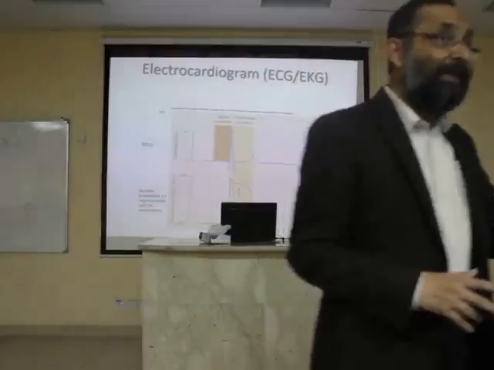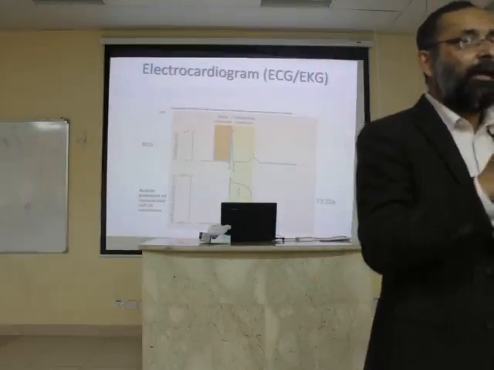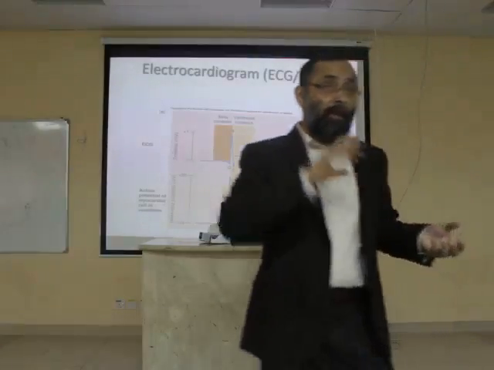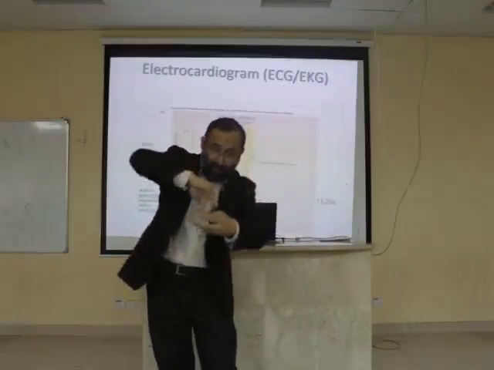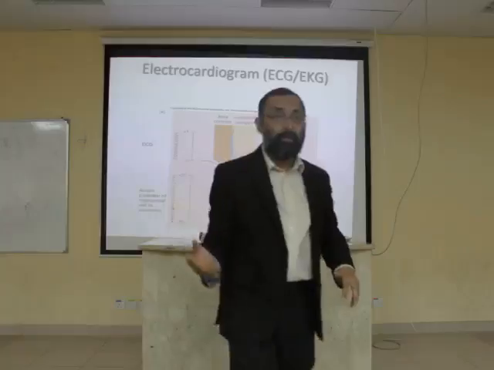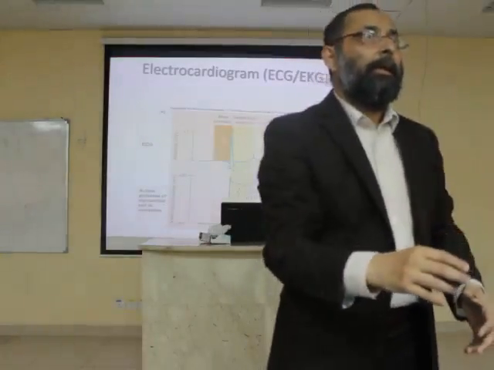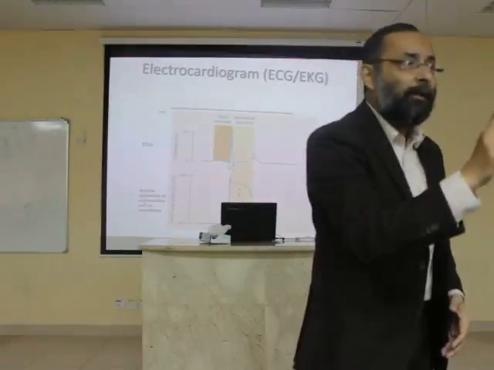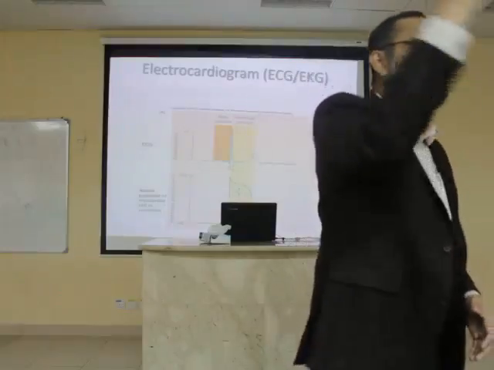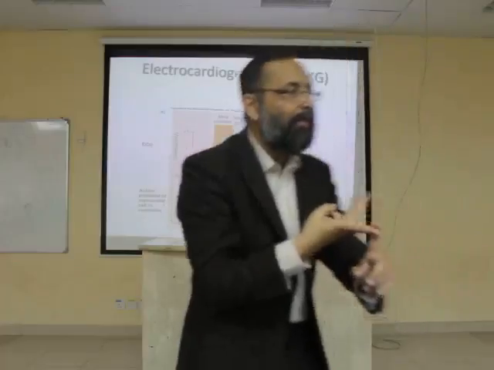QRS as a complex. Ventricles are big and very complicated. Ventricles are two chambers with thick walls. Ventricles have a special arrangement of the muscles in the form of a figure eight, a very special anatomical arrangement. So the impulse has a very twisted pathway when it is passing. That is, one wave cannot cover all the ventricles. So how many waves are formed when the impulse is passing through? Three waves. The first wave is Q. Second wave is R. And third wave is S.